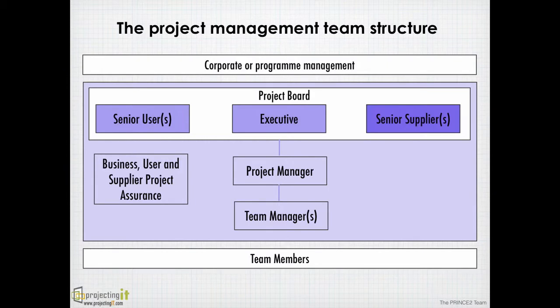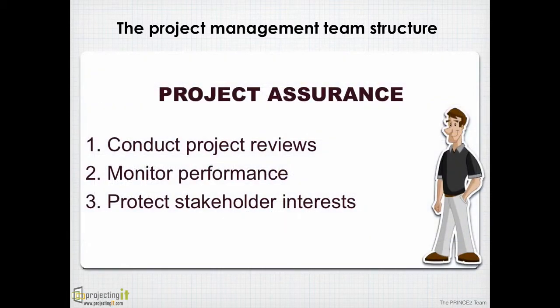And then we have the project assurance, which actually comprises 3 roles: the business assurance, the user assurance, and the supplier assurance. They work for the project board. They ensure that the stakeholder interests are protected. The project assurance ensures that regular reviews of the projects are conducted. They review the project independent of the project manager. They monitor the performance of the project, ensure that the strategies and controls are in place, and that the stakeholders are engaged and involved throughout the project. They report to the project board. In fact, on small projects, the project board, if they have time, can play the role of project assurance themselves.